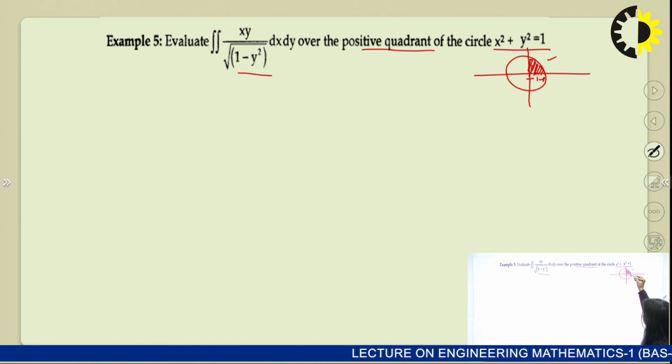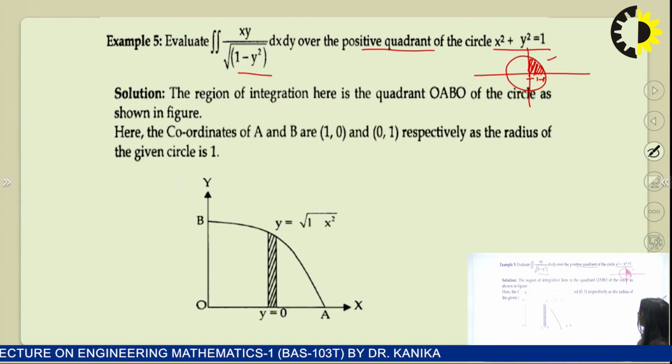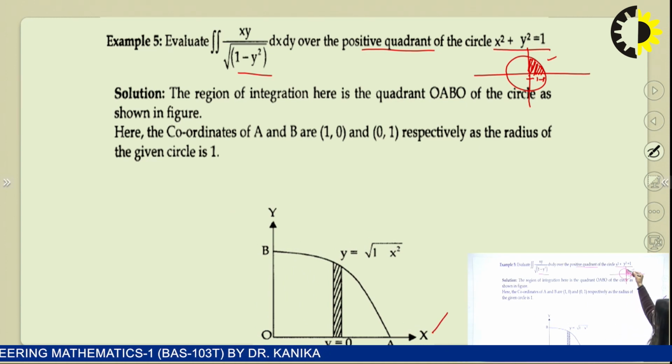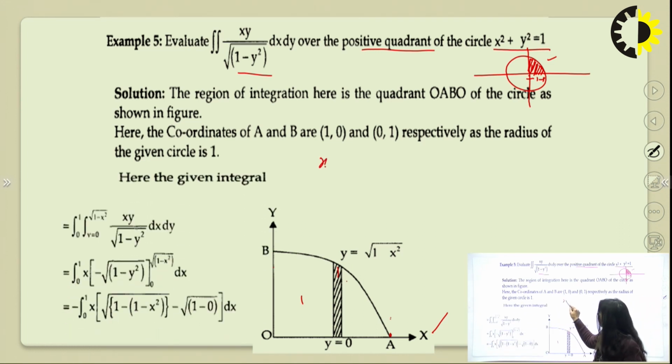So we will consider the vertical strip and move the strip, and for the limit of y we will find the begin point and end point of the strip. So here this is the curve, this part of the circle. Now we will take this vertical strip, so this vertical strip can move from here to here. So here x is equals to 0, and here x is equals to 1, because the radius of the circle is equals to 1. So limit of x is equals to 0 to 1.